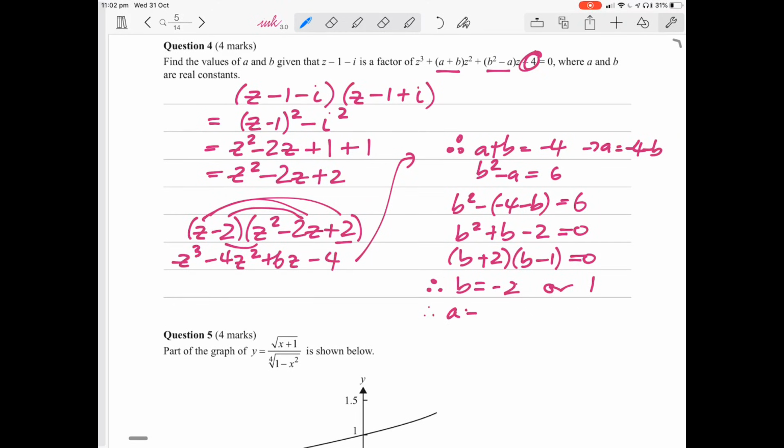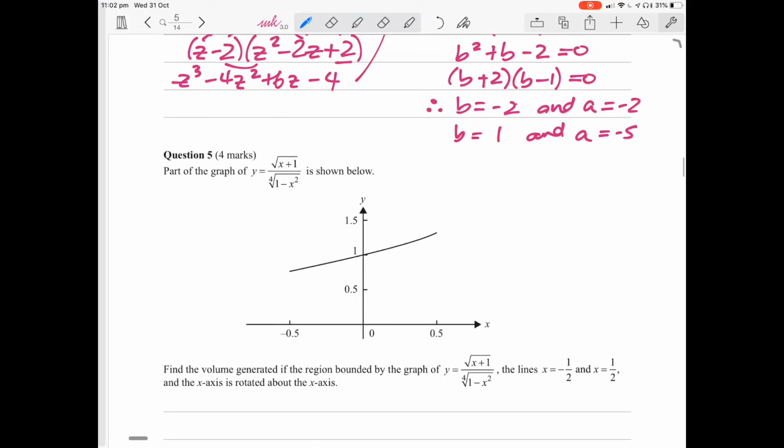Therefore a equals, let's just do them together. So therefore b equals negative 2 and b equals 1, and if b is negative 2, if I put that into there, then a is going to be negative 2. If b is 1, then a is going to equal negative 5. So I've got negative 2, or negative 5 and 1.